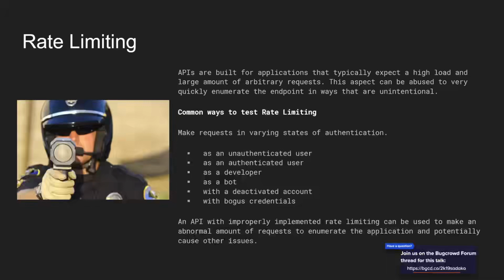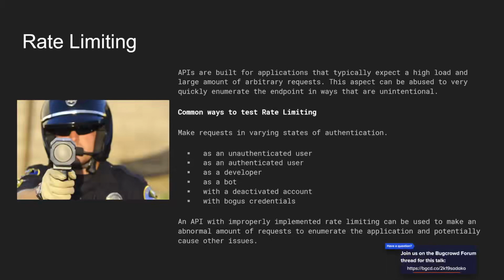So rate limiting. Rate limiting is something that I think doesn't get as much attention as it should in a lot of applications, because APIs are built to expect a high load and a lot of requests. And so this functionality can actually be used against it and be used to quickly enumerate an endpoint. There's a lot of common ways to test for rate limiting. You can make a bunch of requests and see what happens, and check the headers to see if you get any responses back that are rate limiting tokens.